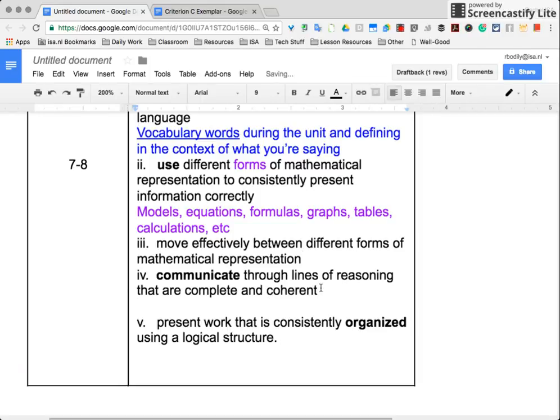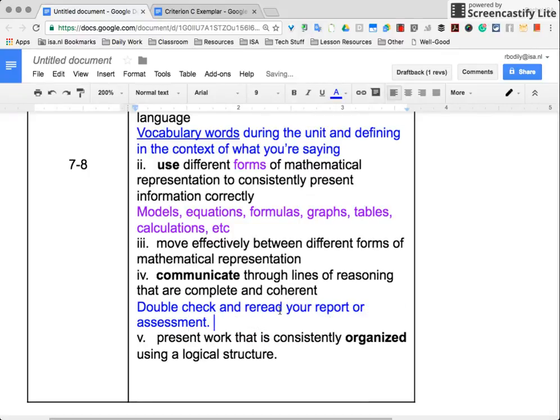Communicating through lines of reasoning that are complete and coherent. So a really good way to do this is just to double check, and reread your report or assessment. Okay, so to really make sure you reread it and ask yourself, does this make sense? Could I write this a better way that will be more complete and more coherent? So using complete sentences.